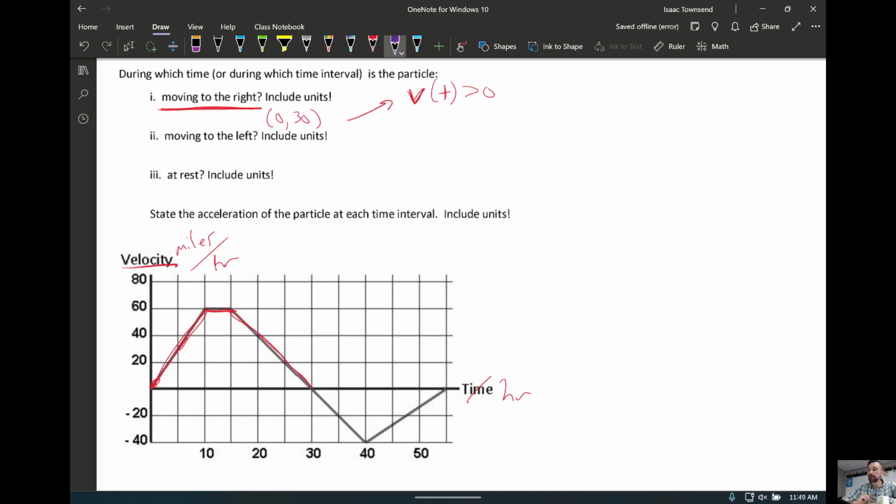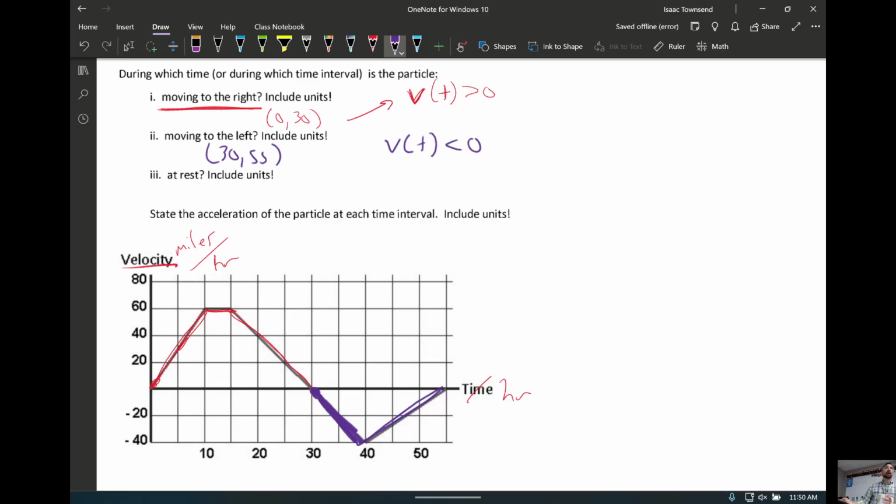It's just stating that. Okay, so when velocity is positive, it's going to the right, and when velocity is negative, it's moving to the left. So when is velocity negative based on this graph? Okay, 30 to 55. Very good. 30 to 55. And I know that it's negative there because it's below the x-axis.